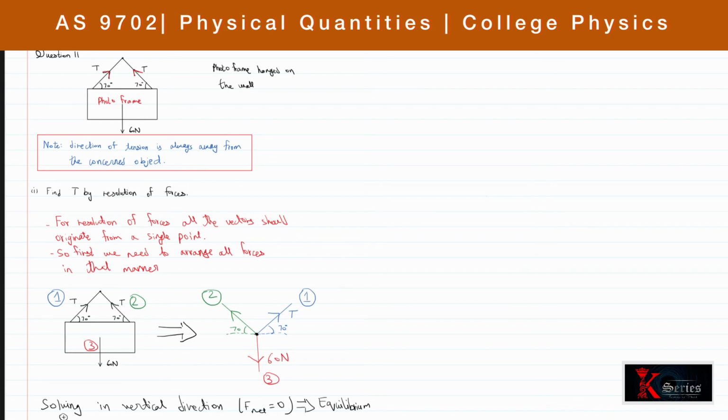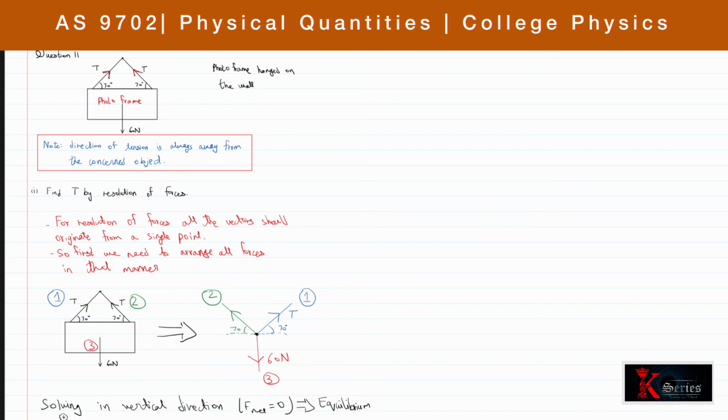Here it says that the photo frame is hung from the wall, and we can see it over here. Obviously, since it's hanging on a wall, we know that it's in a state of equilibrium, right? First of all, there is an important point to note: the direction of tension is always away from the concerned object. For example, if the object is pointing downwards, then the direction of the tension will always be away from it, so it's going to be upward, right? In this question, the first part is to find T by the resolution of forces.